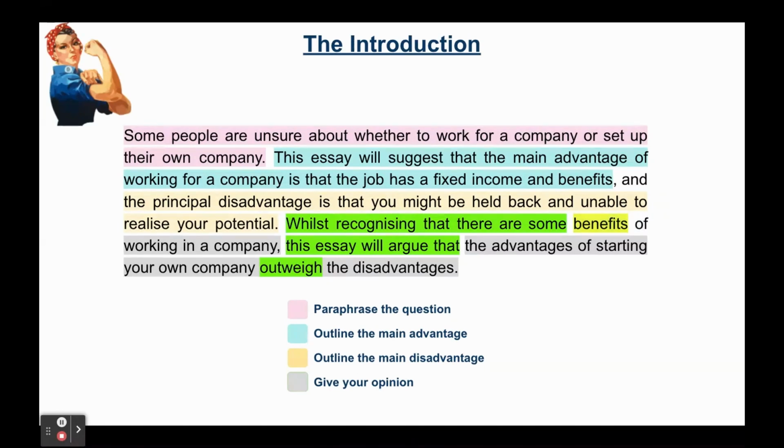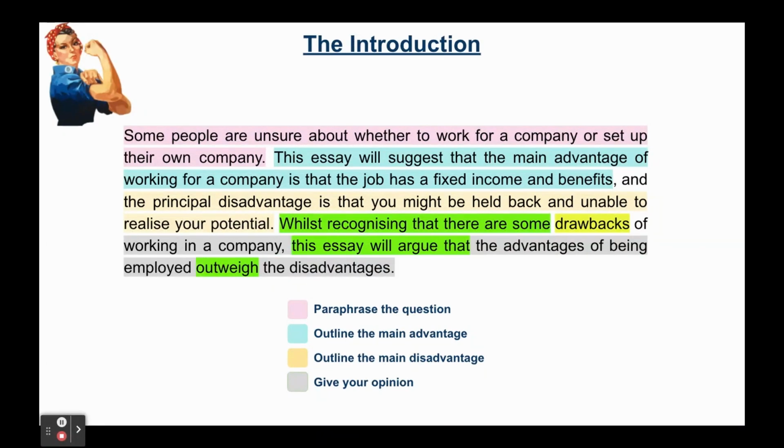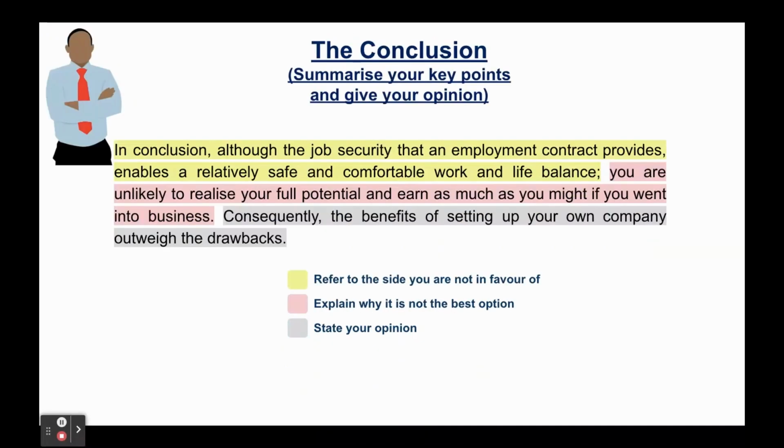Also have a look at the words in yellow. So benefits and drawbacks. Now these are some good synonyms for advantages and disadvantages, and they can help you to present your opinion. Okay, like I said, you also need to make some changes in the conclusion.